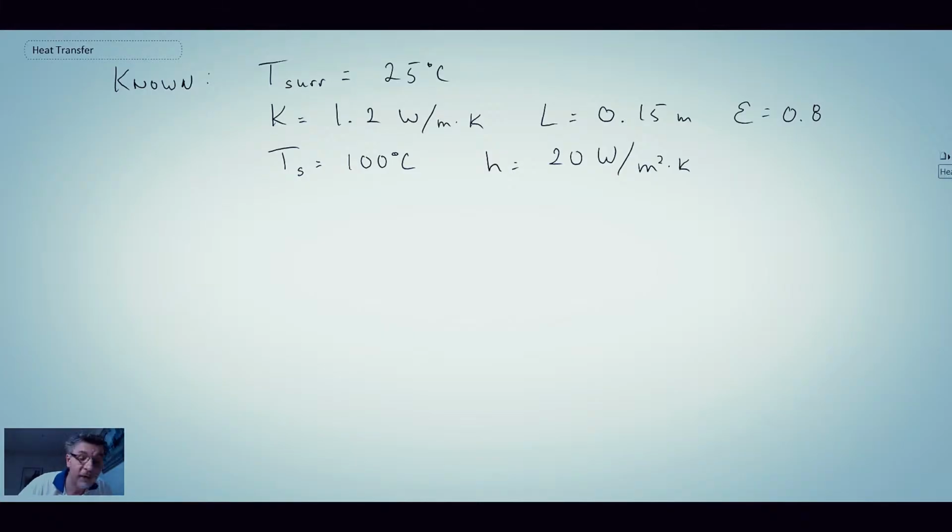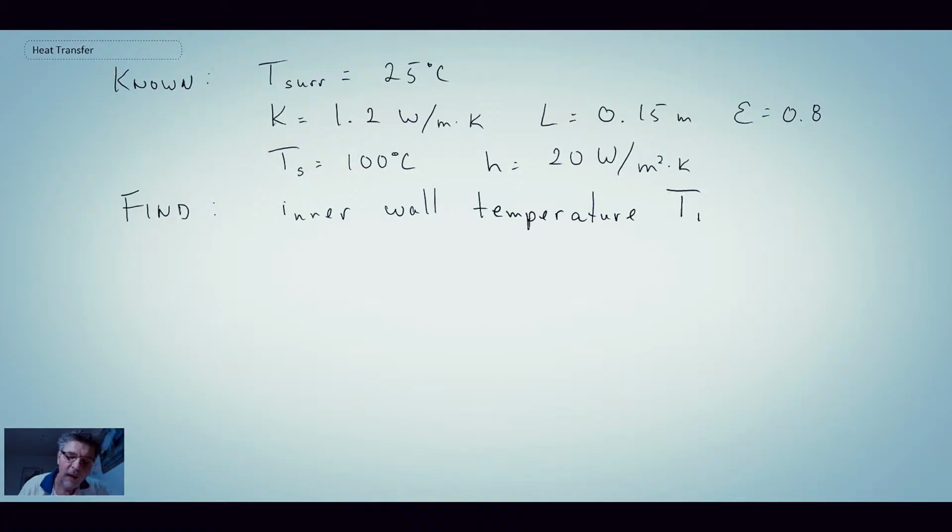Now, what are we after? We're trying to find the temperature on the inside of this brick wall, which we'll draw a schematic in a moment and things will make a little bit more sense. Okay, so we're going to call that T1, the inner wall temperature. Now, what I'm going to do, let me go to a new slide because the schematic is kind of large. So the schematic that we're looking at, so here we have our brick wall.